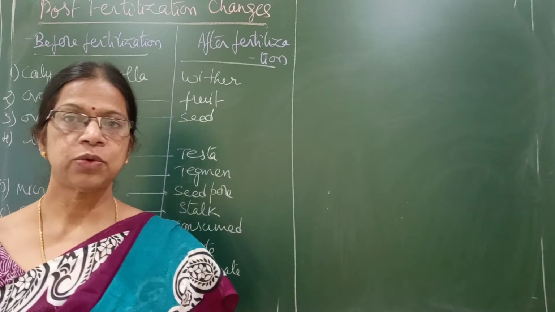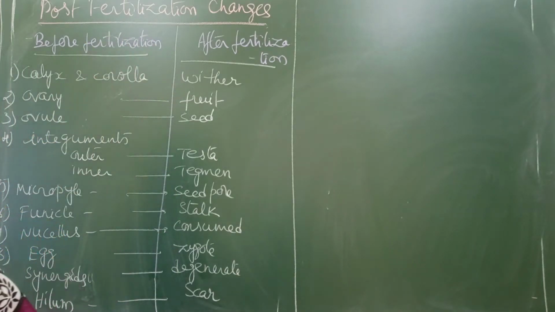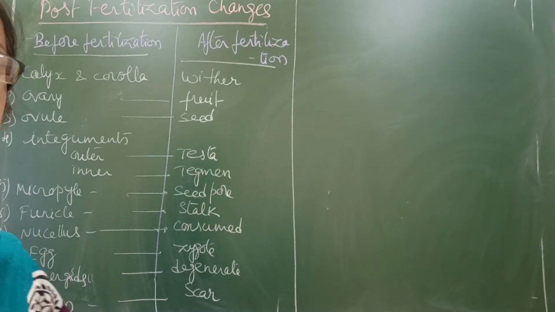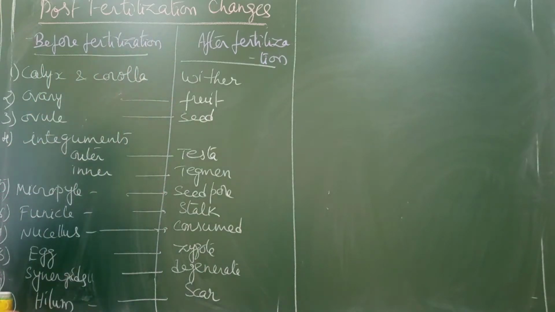In this session I'm going to discuss post fertilization changes in angiosperms. First, we will discuss a table which gives the idea about post fertilization changes: before fertilization and after fertilization, what are the changes taking place?